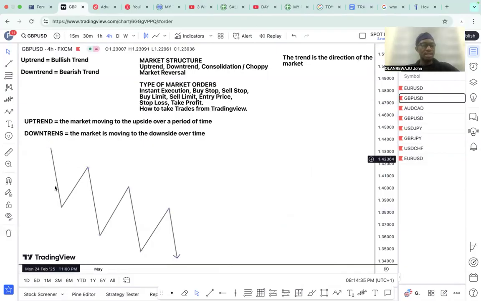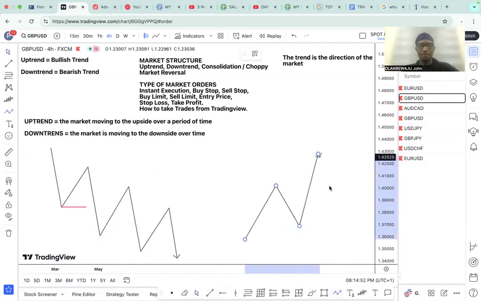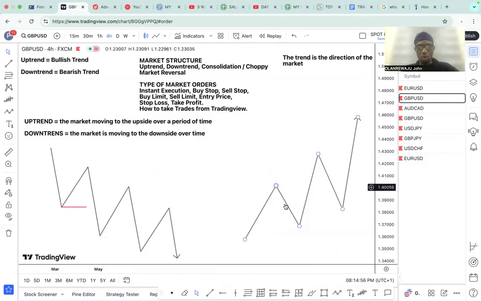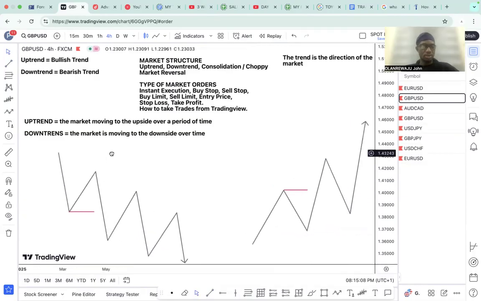So we want to see the market come down, go up rather, and then come down to close below the previous low. And in the case of an uptrend, to close above the previous high. I hope that makes sense. That the market will come down, go back up, to now go and close or create another market movement above that previous high. So let's come back to our downtrend example.